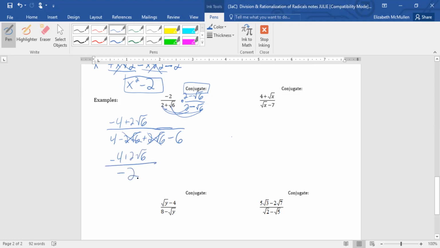Remember what I told you about making sure that we simplify this as much as possible. Well, I can take a negative 2 out of all 3 of these terms, right? So this is 2 minus radical 6 over 1.